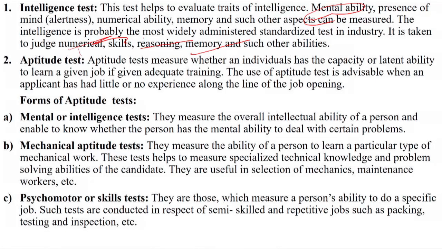So in a nutshell, an aptitude test only checks whether the person has the capacity to learn anything new in future, and how the person is going to respond when something new is given. Now, there are different forms of aptitude tests that you can see on the screen. The first one is the mental or intelligence test. It measures the overall intellectual ability of a person and shows whether the person has the mental ability to deal with certain problems.